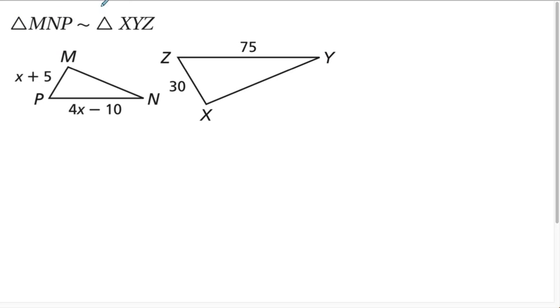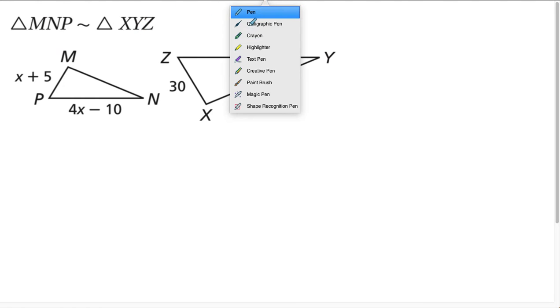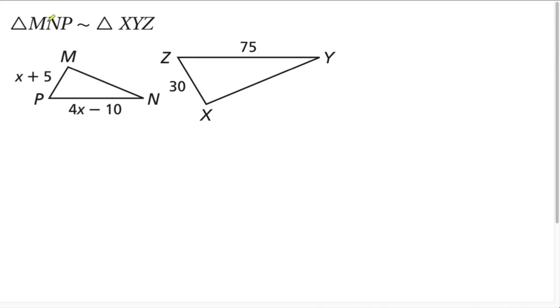Let's take a look at this example. It says triangle MNP is similar to triangle XYZ. Again, this is very important. Please use a highlighter or something colorful. X and M match together, so M and X match together. Again, that's a different orientation. And then N and Y match together, and then P and Z match.